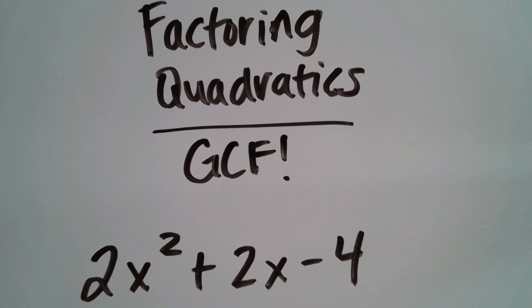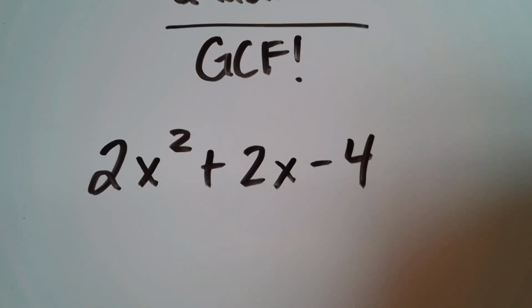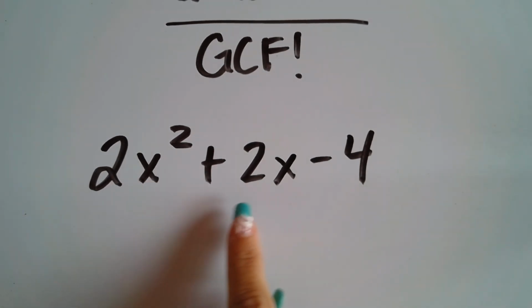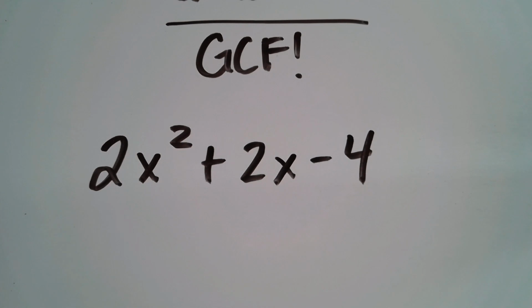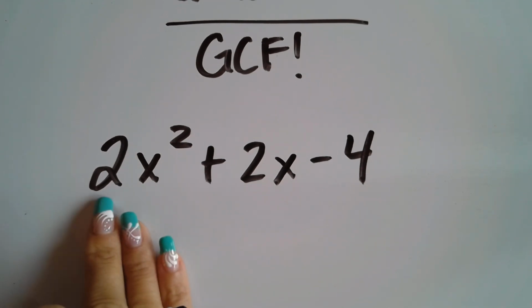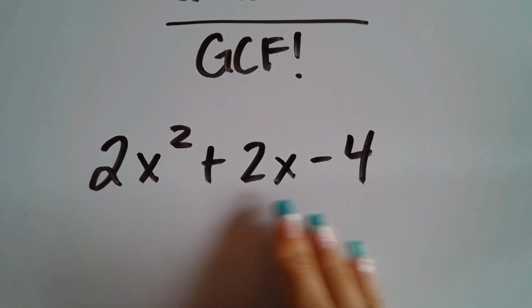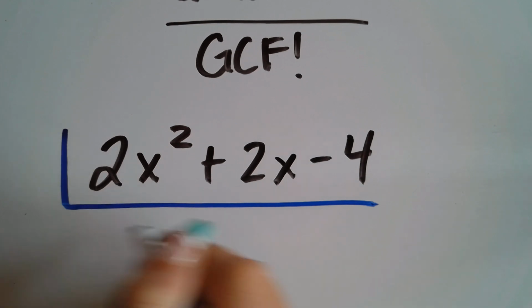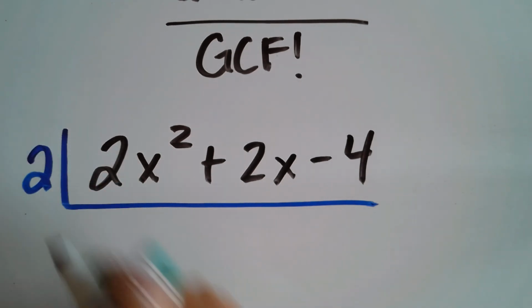This is going to be one where we will have to pull out our GCF. So here is our first example. Okay, so we have 2x squared plus 2x minus 4. When we're looking at this, is there anything that can go into our 2 and our negative 4? Yes, we can definitely pull out a 2, okay?